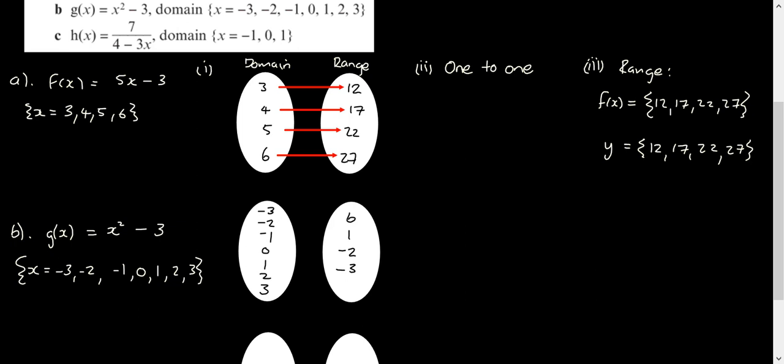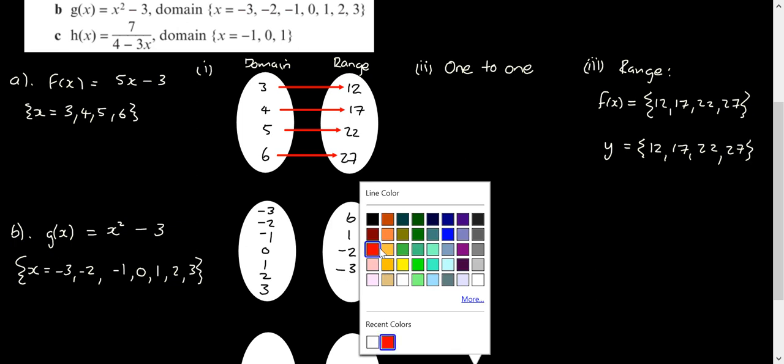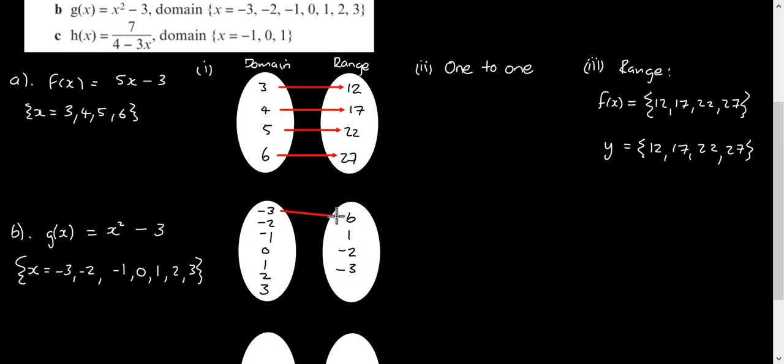So we'll put the arrows in to complete the mapping diagram. Minus 3 maps to 6, minus 2 maps to 1, minus 1 maps to minus 2, and 0 maps to minus 3. Now, what else is going on? Well, when we substitute x equals 1 into the function, x equals 1 also mapped to minus 2. x equals 2 also mapped to y equals 1, and x equals 3 also mapped to y equals 6.